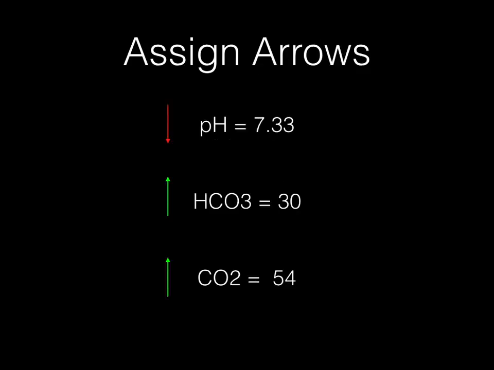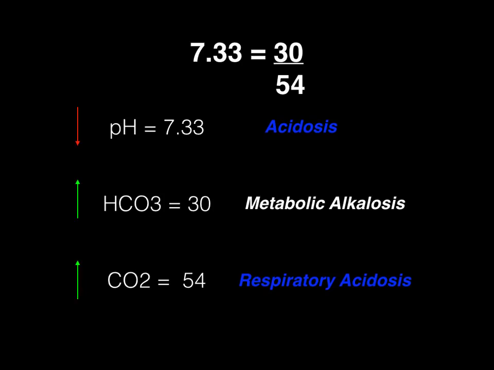pH has dropped. It's gone below 7.40. Bicarb, we said, should normally be 24. That means it went up. It went up to 30. And our denominator, carbon dioxide, should usually be 40, but in this case it's up. It's driven up to 54. So we're going to set up our equation, and now we're going to name the primary and compensation. So here's the equation. 7.33 is equal to 30 over 54. Again, that's just pH is equal to bicarb over carbon dioxide.